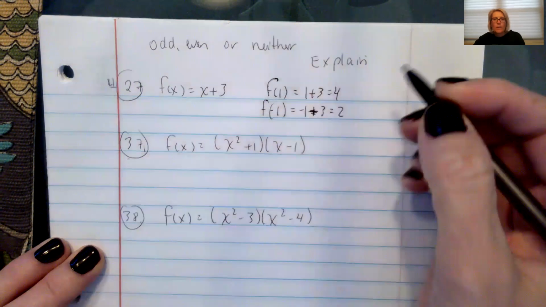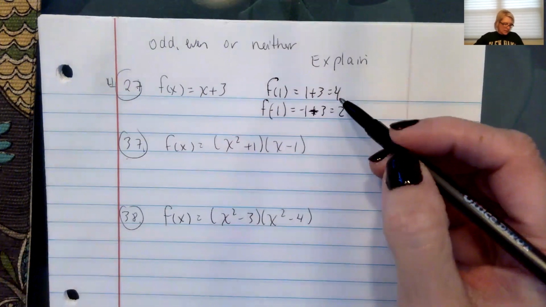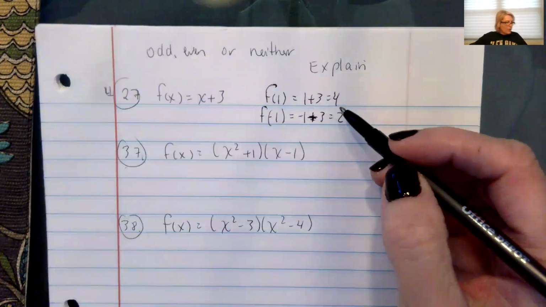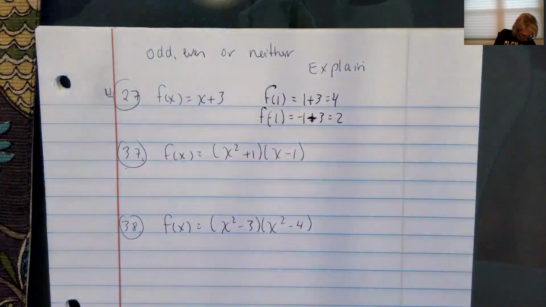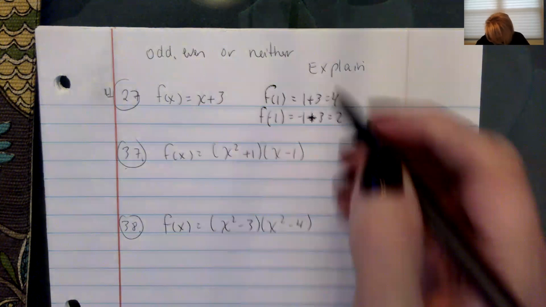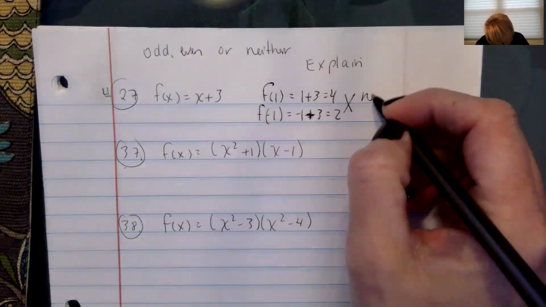I get 2. So for them to be even, these would have to equal. So if you go back to page 145, they would have to be equal. So not even.